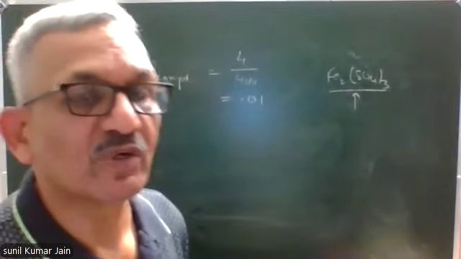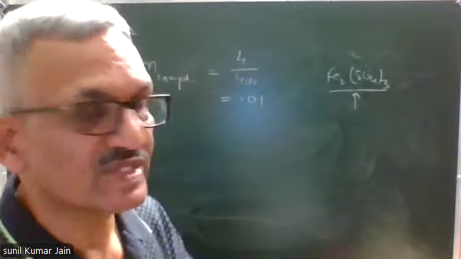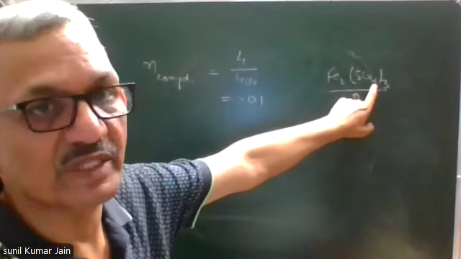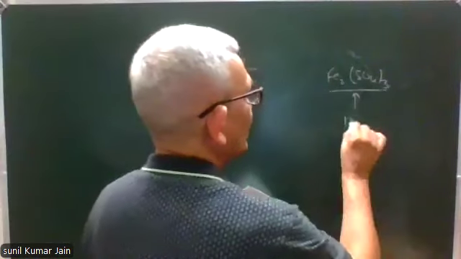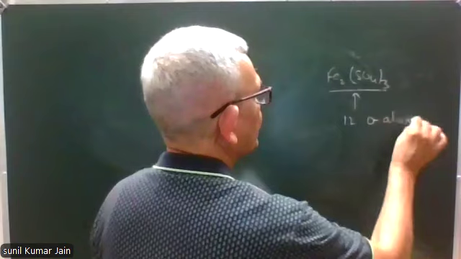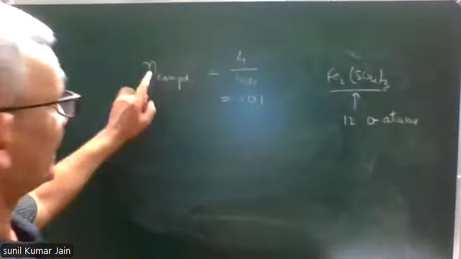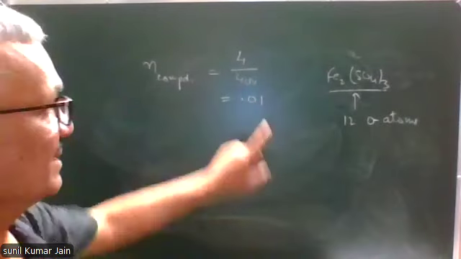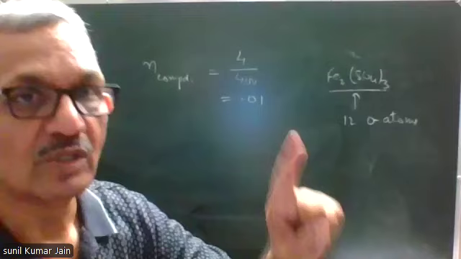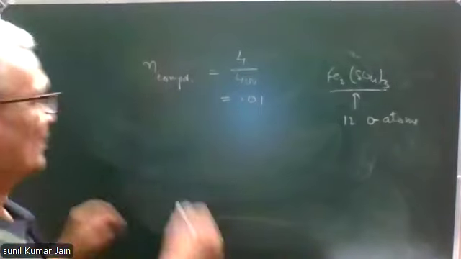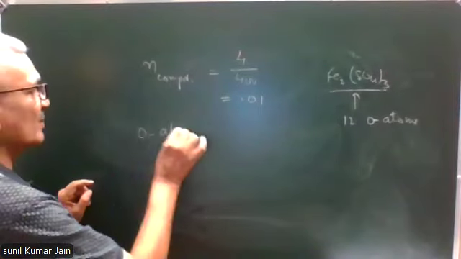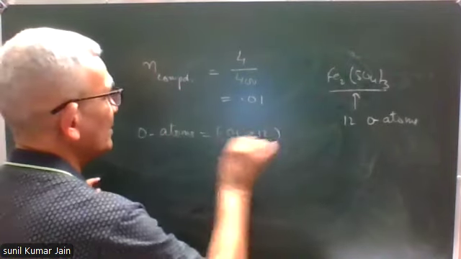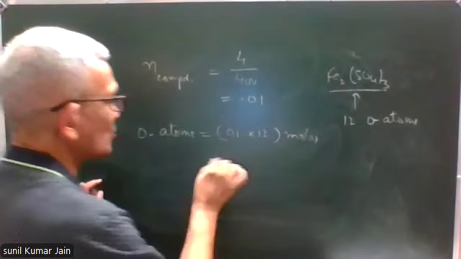According to the formula, one molecule of the compound contains 12 oxygen atoms, right? It means I can say so many moles of compound contains this into 12 moles of oxygen atoms. So oxygen atoms will be 0.01 into 12 moles.